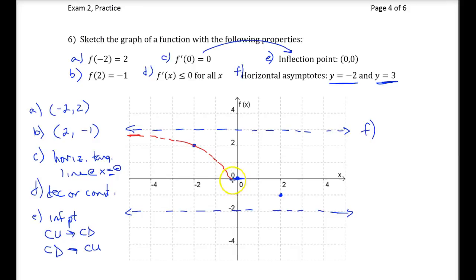And then here, from this particular point, I could flatten out and then come like this again. I know I have to come through this point, eventually do like that. So I want to make sure that we keep everything in play here. So we know we have to have an inflection point, and we know that we have to have a horizontal tangent line here at x equals 0. So I'm actually going to erase this because I think I have a better way I can draw it.